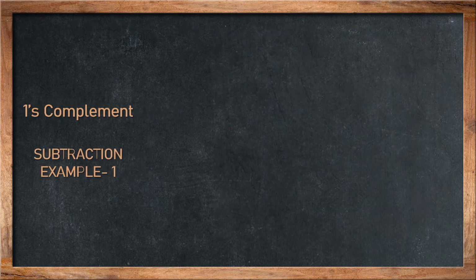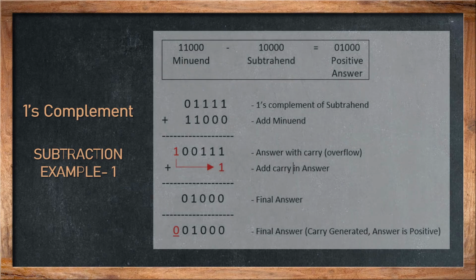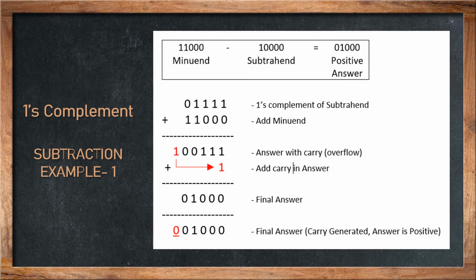Okay, so after performing the nines complement method on values, now let's see the ones complement method. Nines complement is basically for decimal numbers and ones complement is for binary numbers. The rules will remain the same for both types. So here we have one binary problem, that is 11000 minus 10000.